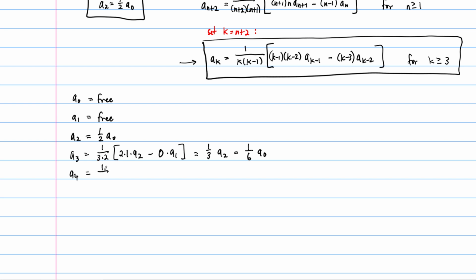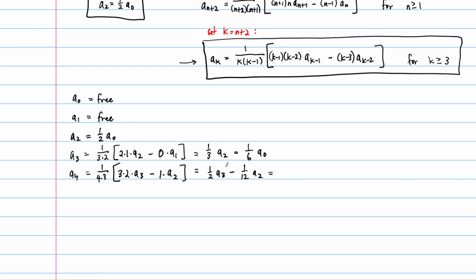This one's going to now be a sub 4 is going to be 1 over 4 times 3 times 3 times 2 times a sub 3, right? Minus this is going to be 1 times a sub 2. All right, we put this all together. This one's going to be now what? The 3's cancel, 2's cancel. So this is going to be 1/2 a sub 3 minus 1/12 a sub 2. And we have formulas for both of those. They're both in terms of a0, right?